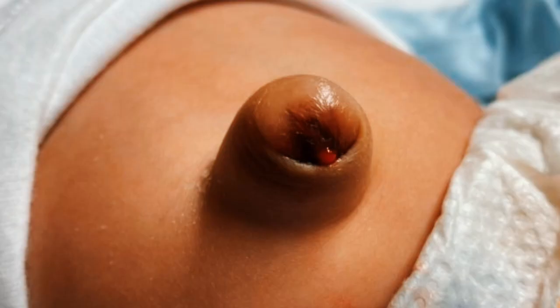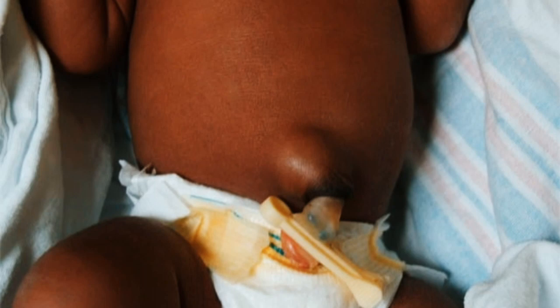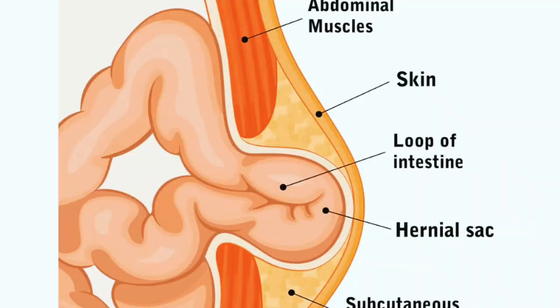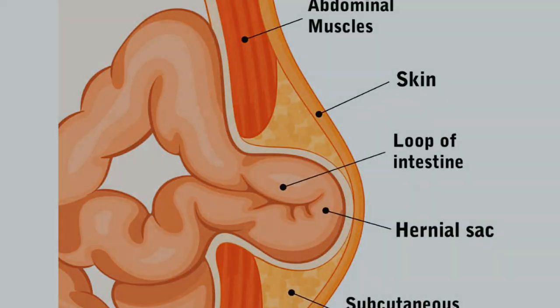B. Excessive abdominal pressure. Increased pressure within the abdominal cavity can push organs or tissues through the weakened area. Factors contributing to increased pressure include obesity, chronic coughing, constipation, or lifting heavy objects. C. Age-related muscle weakness. In adults, weakened abdominal muscles due to age-related factors can contribute to the development of umbilical hernias.